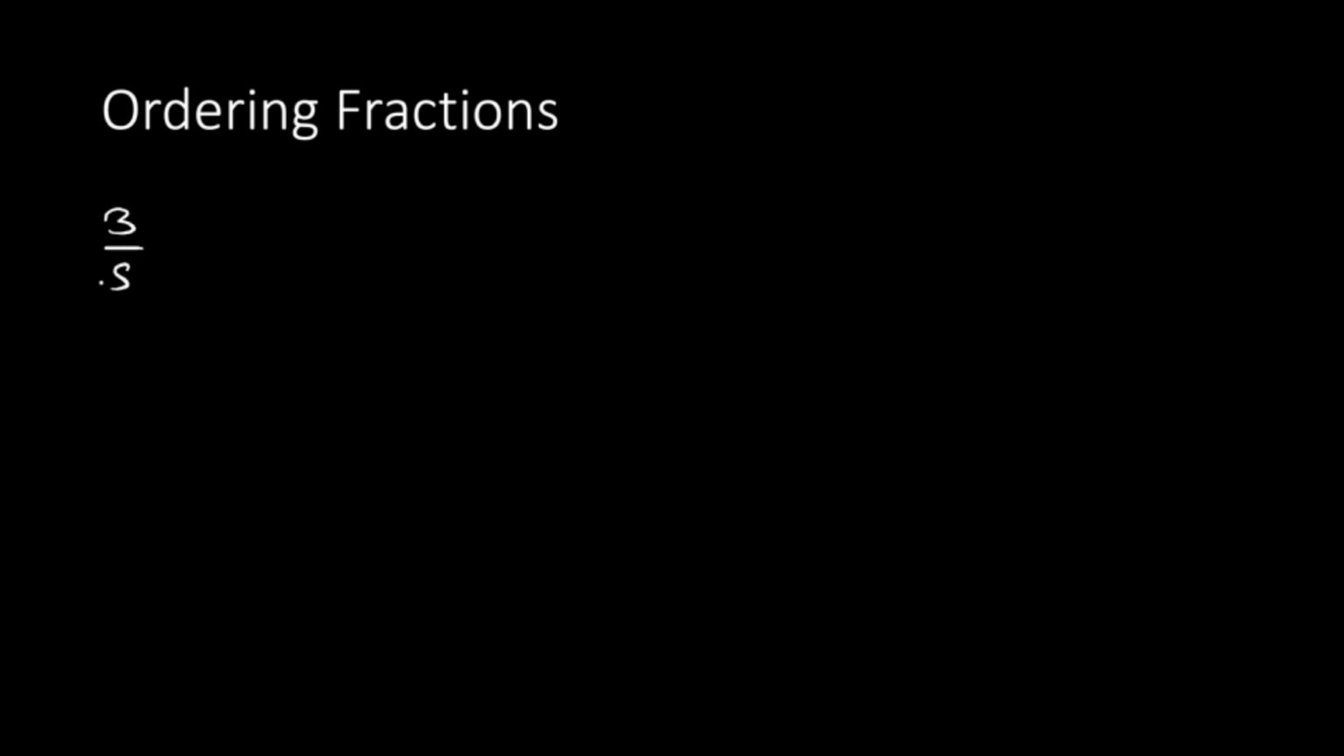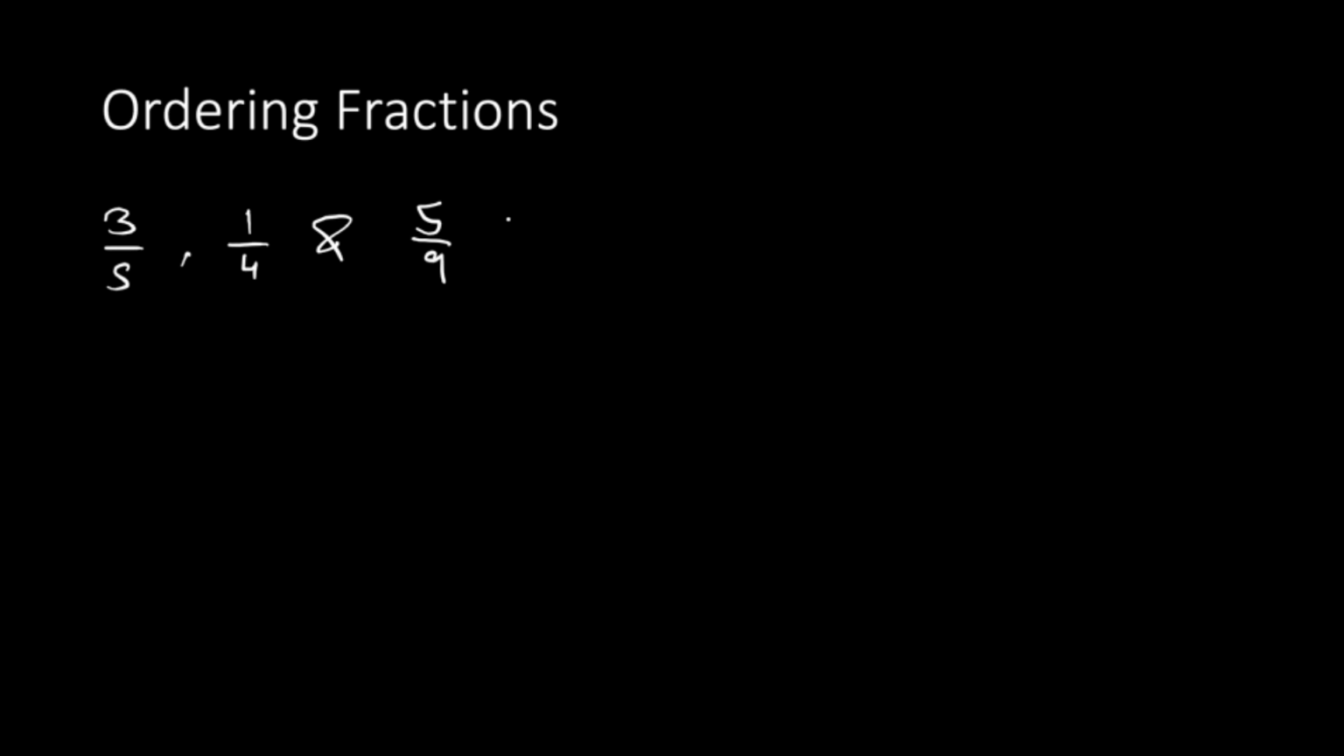Now another example: 3 over 5, a quarter, and 5 over 9. Put these in order. So what is a common denominator?